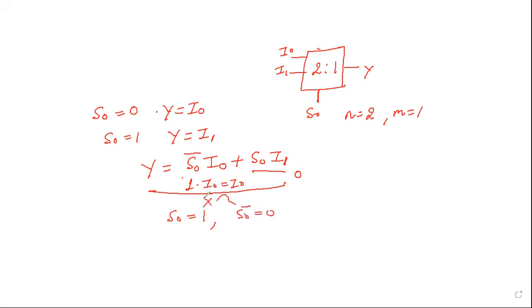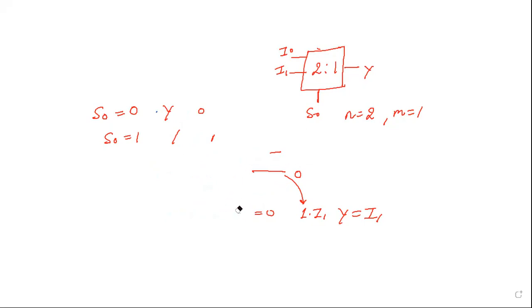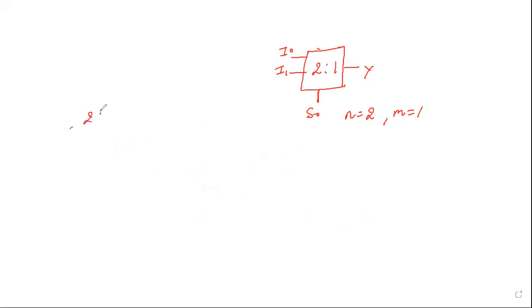So I0 is not selected, but this term, that is the second term containing I1, that will be 1 into I1. So my Y is going to be equal to I1. So this is the logic which is defining it. So this is also known as the functional form of this, and it helps us to derive the combinatorial logic behind it.